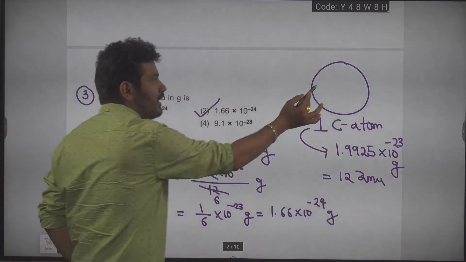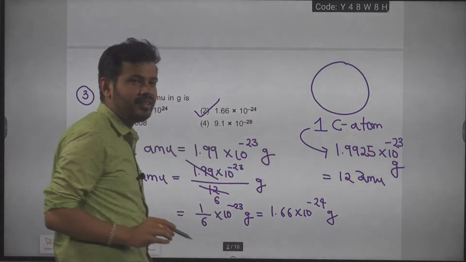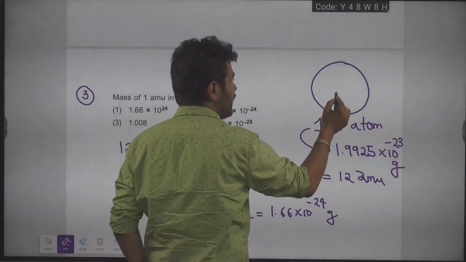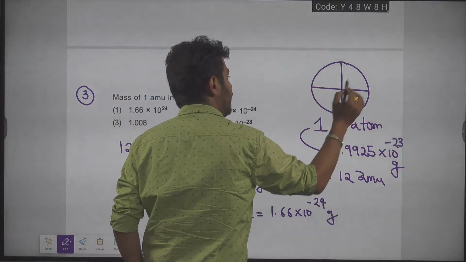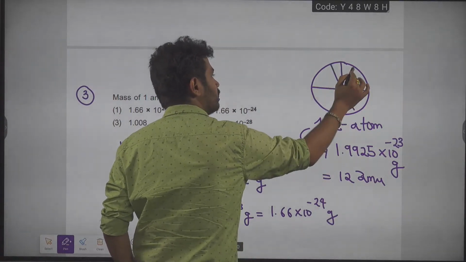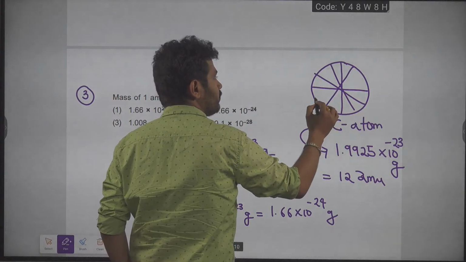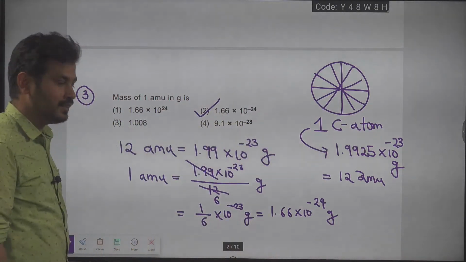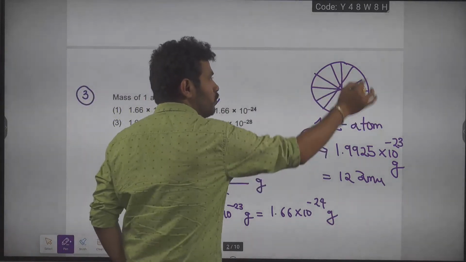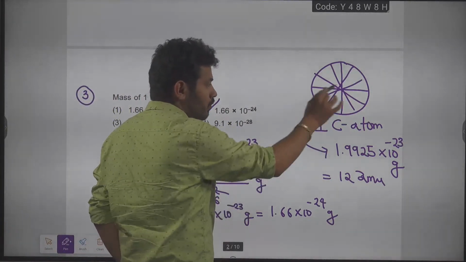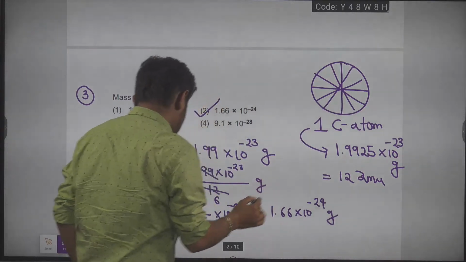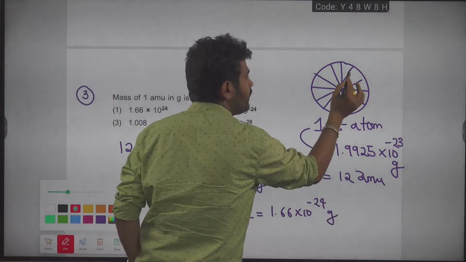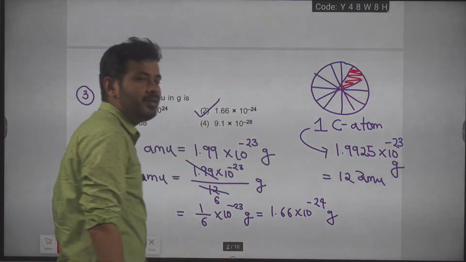You see, I have one carbon atom. Consider the carbon atom is a pizza that we are going to eat. Total 12 friends are there, so 12 slices we are going to make. Okay, I will make 12 slices of this. I have made 12 equal slices. Now, this total part, one carbon atom, is 12 AMU, out of which if I take only this portion, then how much will be the mass?